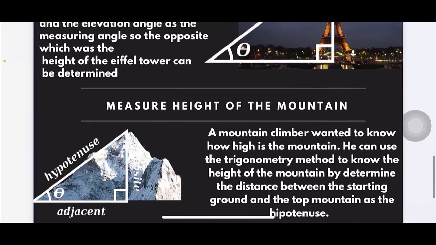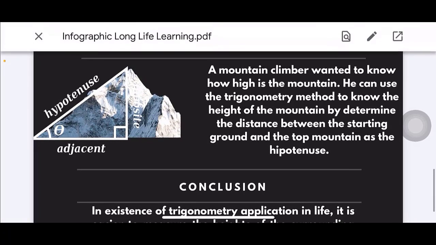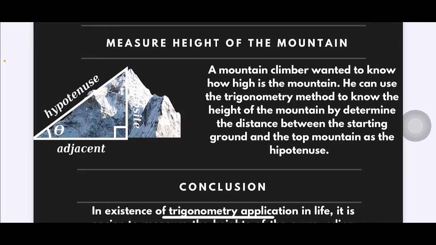Next, the situation on the mountain. A mountain climber wants to know how high the mountain is. He can use the trigonometry method to know the height of the mountain by determining the distance between the starting ground and the top of the mountain as the hypotenuse.